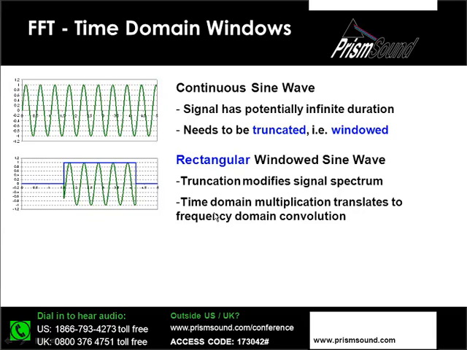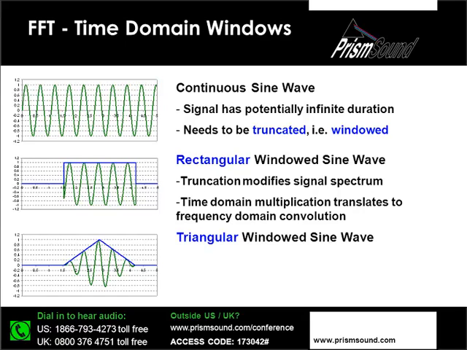Mathematically, what happens is that this multiplication, this modulation of the signal by the window function effectively translates to a convolution in the frequency domain. So the spectrum of the signal and the spectrum of the window function are convolved. And don't worry if you're not too familiar with the terminology, we'll take a look at exactly what that means in just a moment.